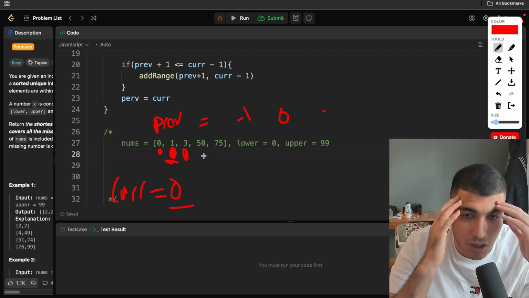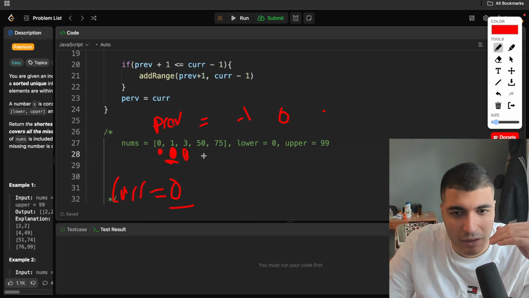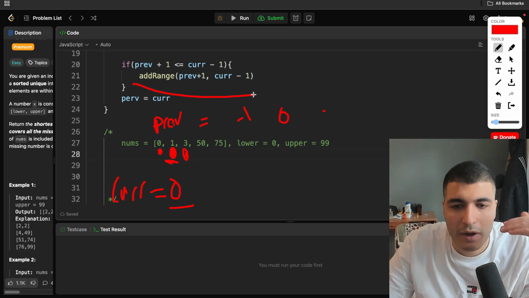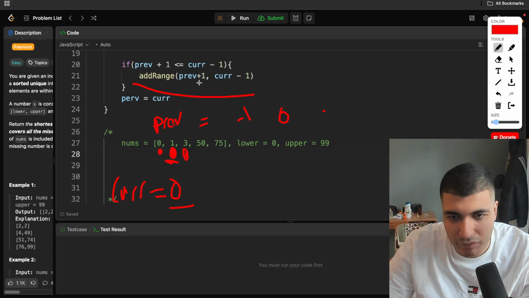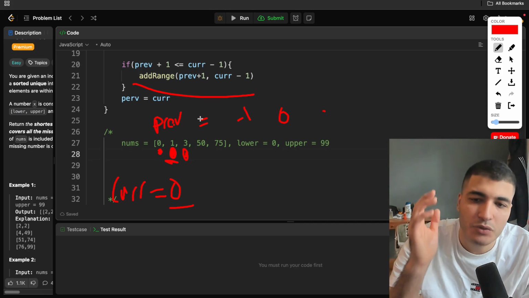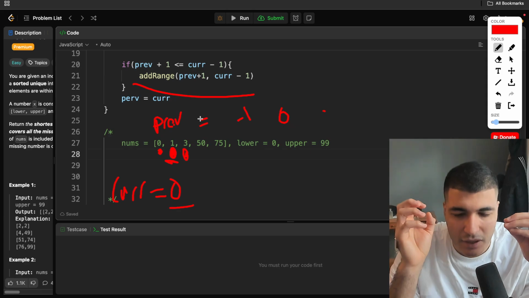So if that was the case, we know that we have a range that we need to fill. Again, prev equals 1 and current equals 3. Prev plus 1 equals 2 and current minus 1 equals 2. So the condition is true, and 2 is added to the range.